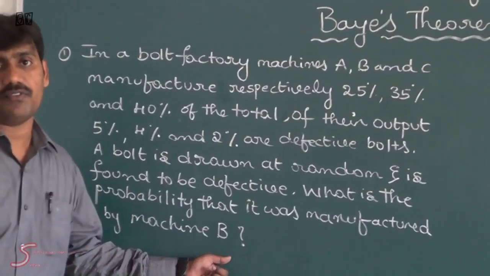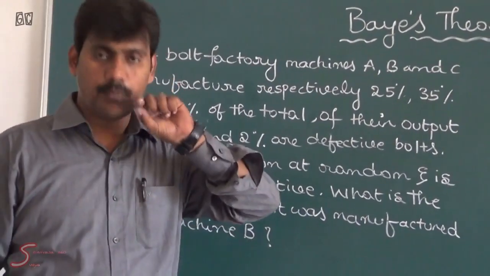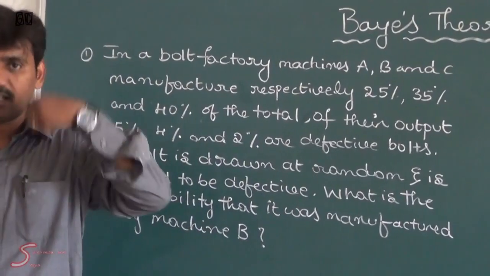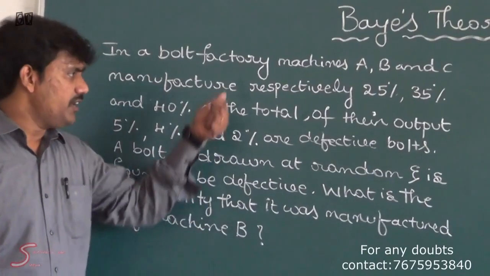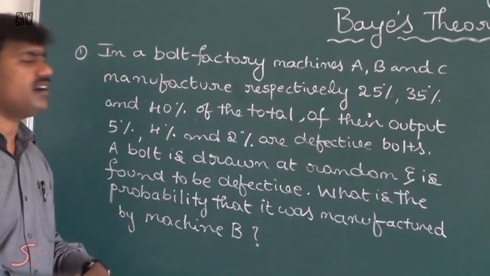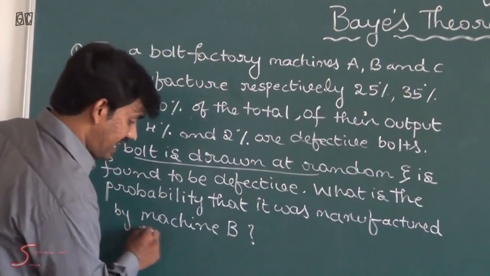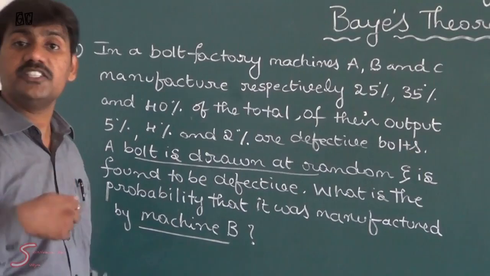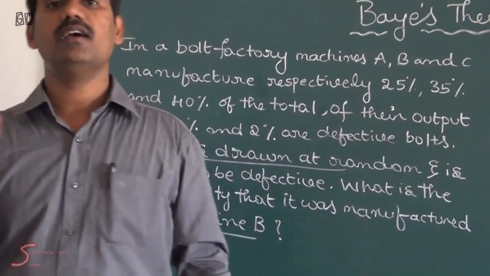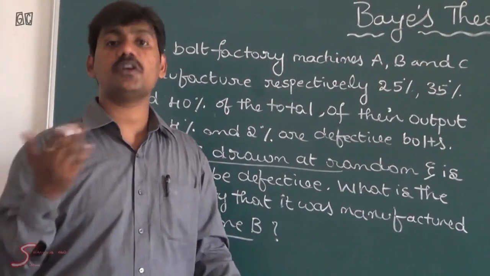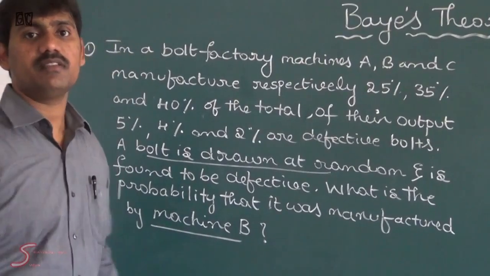So what we have to find is the probability that the selected defective board was manufactured by machine B. If you observe all this, there is a condition: a board is selected at random and found to be defective, what is the chance that it was manufactured by machine B? Condition means conditional probability, and Bayes' theorem is also one part of conditional probability. Now we are going to solve this problem by using Bayes' theorem.